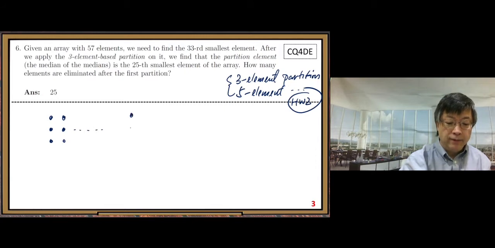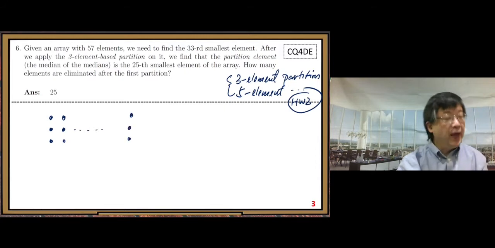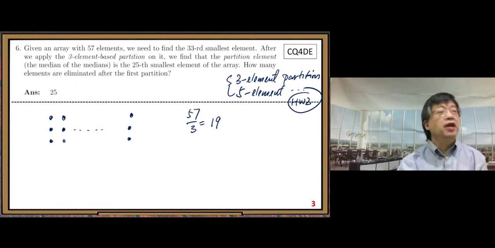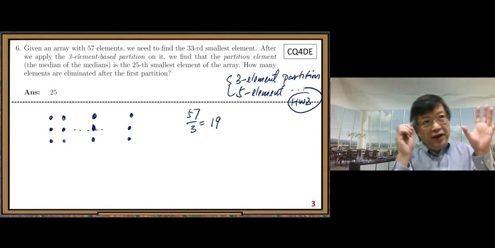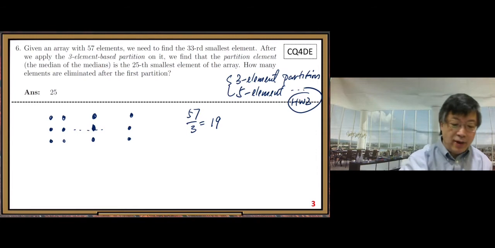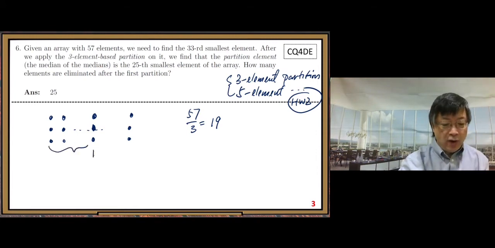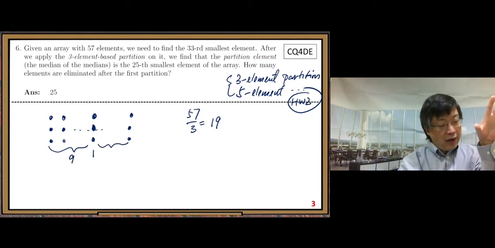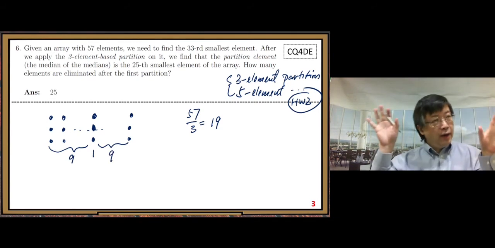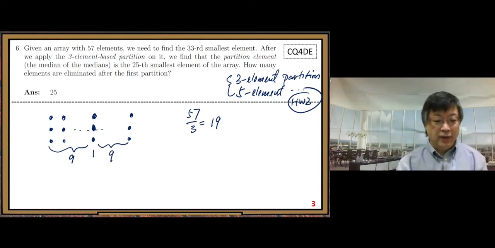Okay, how many groups do we have? 57 over 3, right? So 19. 19 is an odd number, right? So you can see there is a middle row, 1 row in the middle, 9 at the left, 9 at its right. Okay, in that way.